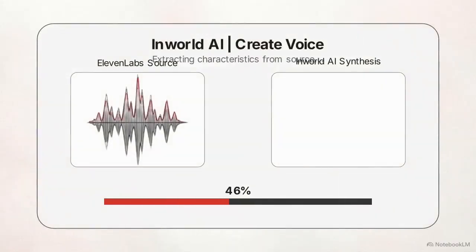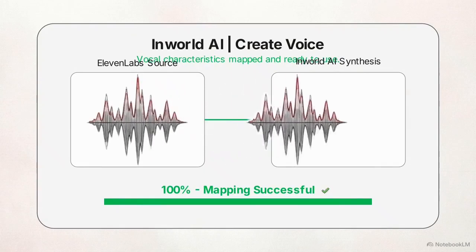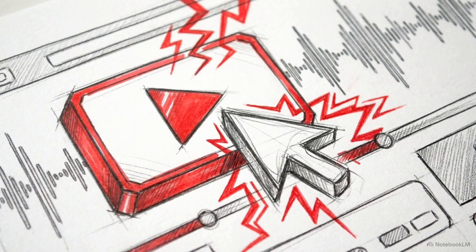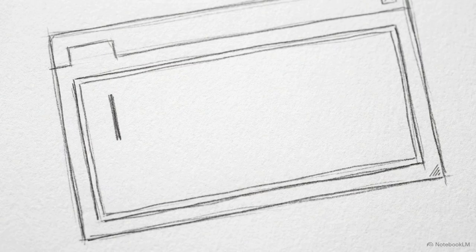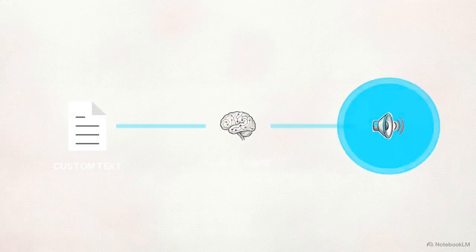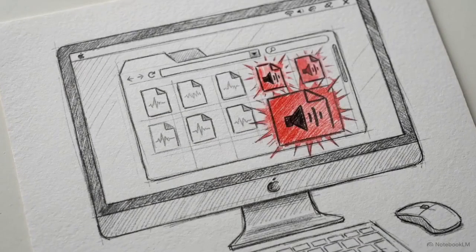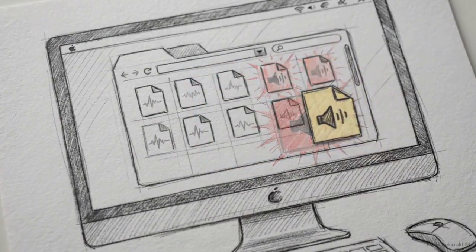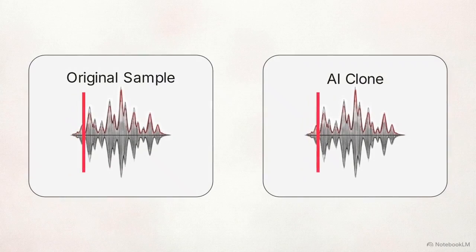Once the status bar finishes, the system has successfully mapped the vocal patterns from the original sample onto the new platform. To test the result, click Test in Playground to open the generation window. Type or paste the script you want the AI to read into the main text box. Click the Generate button to start the rendering. Listen to the playback. The software has applied the characteristics of the cloned voice to your custom text. You can now use this specific voice to narrate as many scripts as you need without paying for a premium subscription. When you compare outputs, the clone perfectly captures the original sample's tone and pacing.